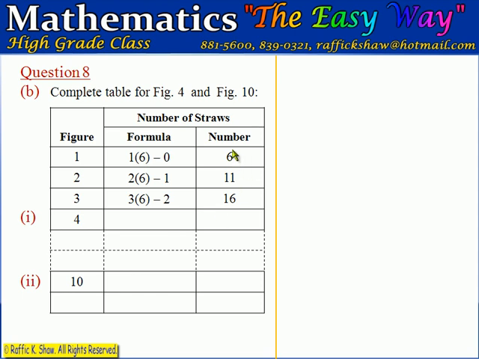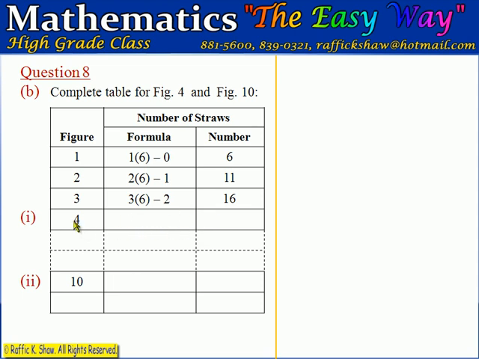I also wanted to observe that after 6 straws were used in the first figure, 5 straws were added to get the second figure, so that 6 plus 5 is 11, and then 5 straws were added to get the third figure, such that 11 plus 5 is 16. Right, and that sequence will continue all the way down, for any number of patterns. Alright, so let's go ahead and complete the rows.